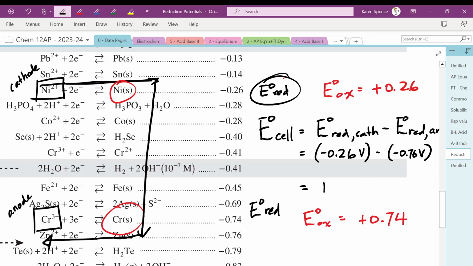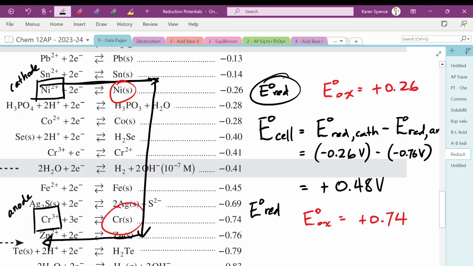Which is positive 0.48 volts. Does that track with this being an electrochemical cell? Should an electrochemical cell have a positive voltage? Yes. It should be producing energy. Remember, electrochemical cells are batteries. They will provide energy to other things. Yes? Okay.